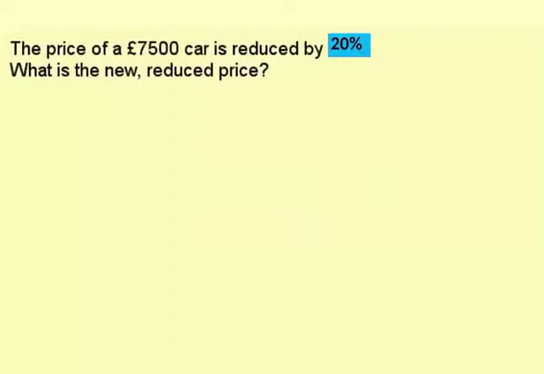OK, for this question, we have two methods. For the first method, I find 20% of £7,500 and then take it away. For the second method, I need to take 20% away from 100%, which is 80%, and then all I need to do is 80% of 7,500. So that is 80 divided by 100 times 7,500, which gives us £6,000.